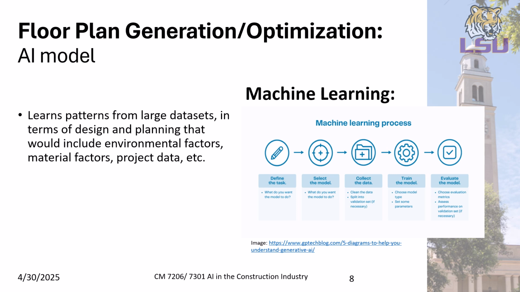Machine learning learns patterns from large data sets in terms of design and planning that would include environmental factors, material factors, project data, etc., to suggest design choices, highlighting either past issues or accomplishments. For example, at a specific building site, historic patterns can reveal that usage of a particular lighting fixture within one floor brought intended energy saving costs. Therefore, it can be suggested to plan the same fixture within a different floor level of the same building.